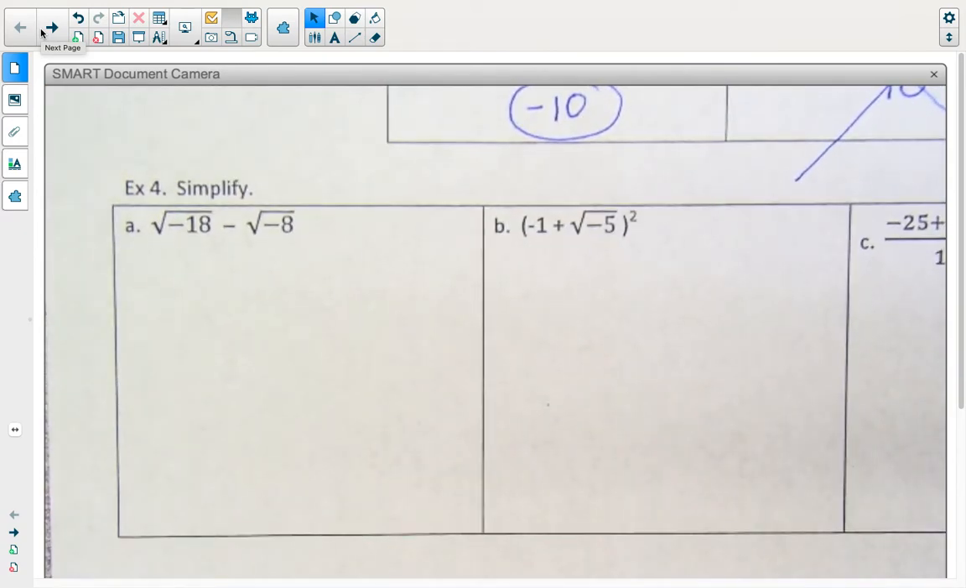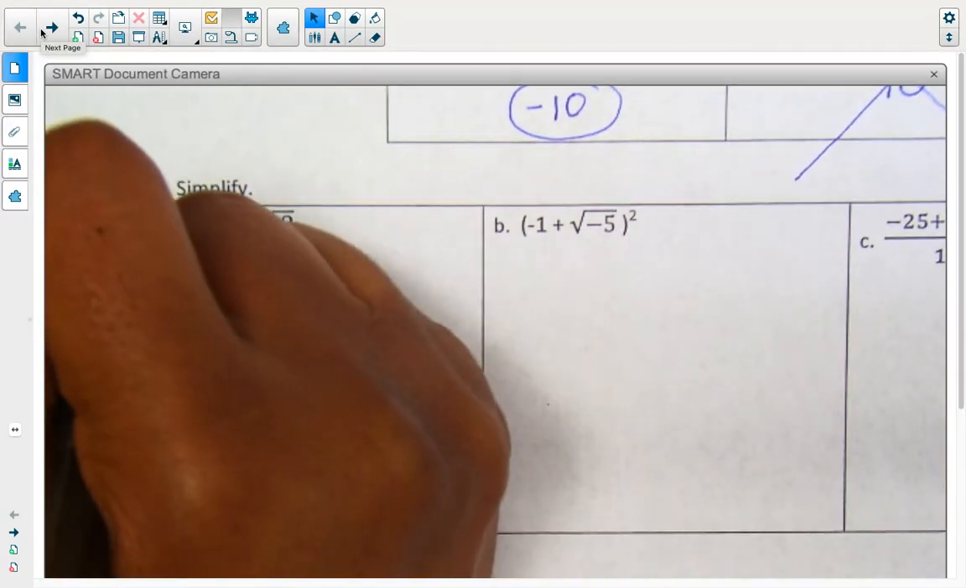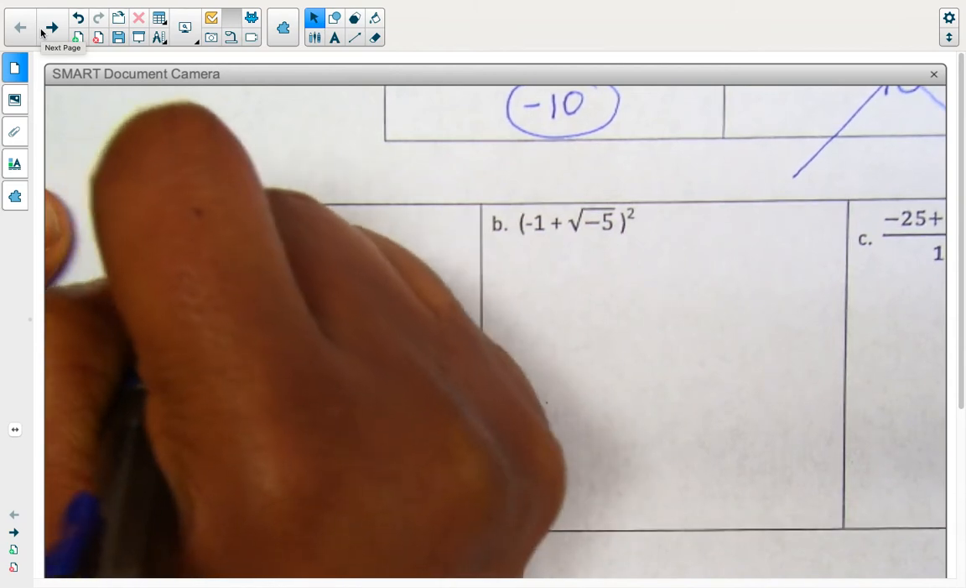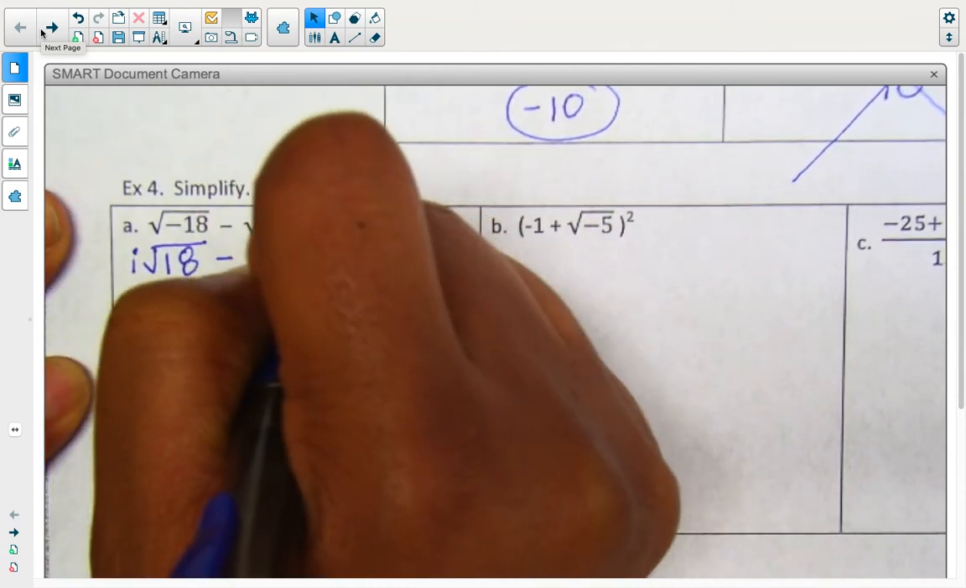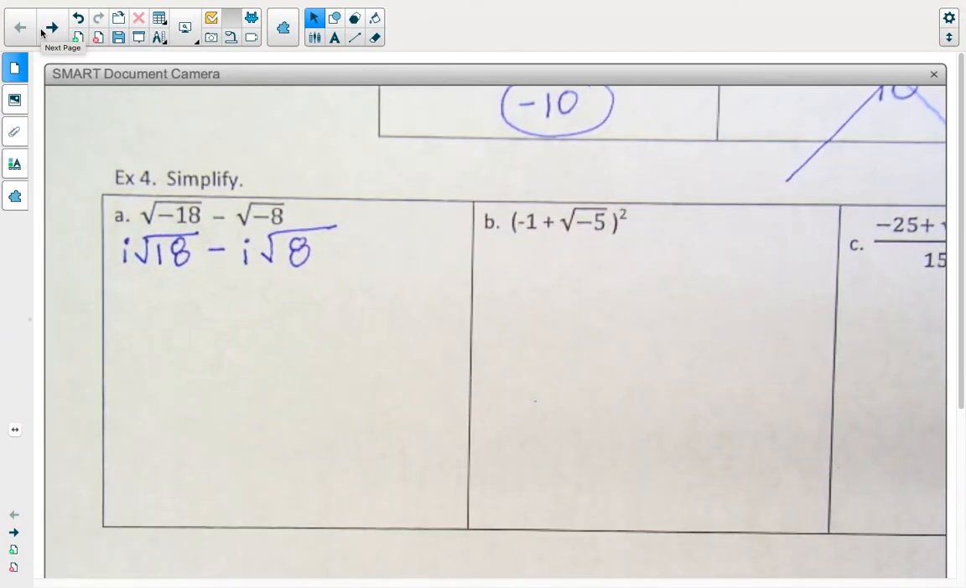So we're doing the square root of negative 18 minus the square root of negative 8. Step 1, take out the imaginary part. Go ahead and pull it out. Go ahead and put i on the outside. So I have i square root of 18 minus i square root of 8. Okay, easy peasy. All I did so far was take out the fact that it's imaginary.